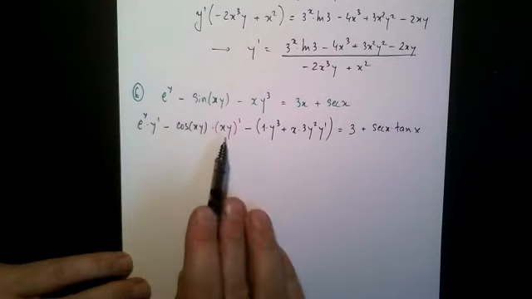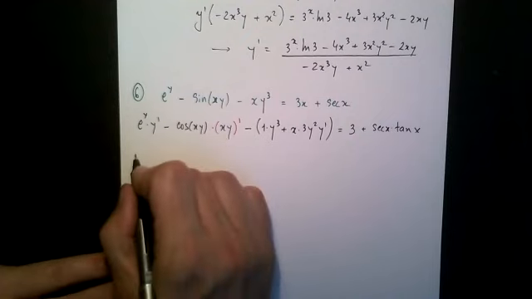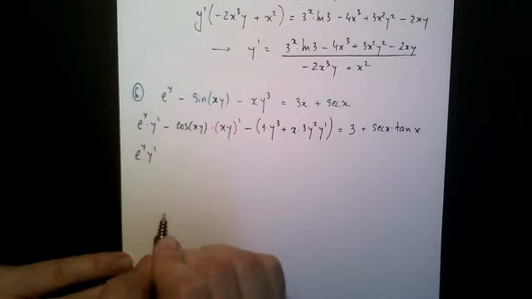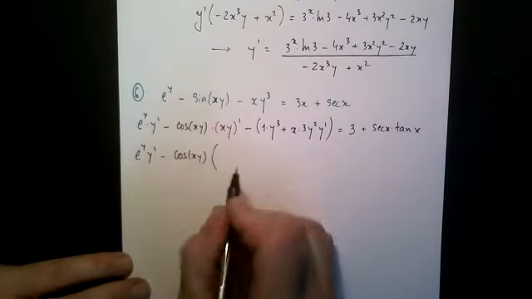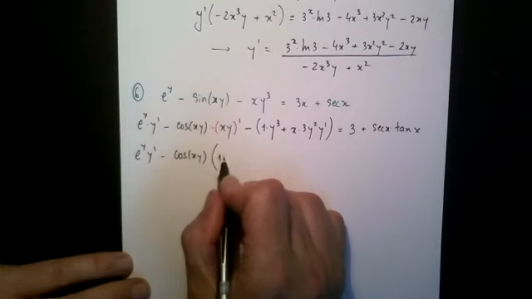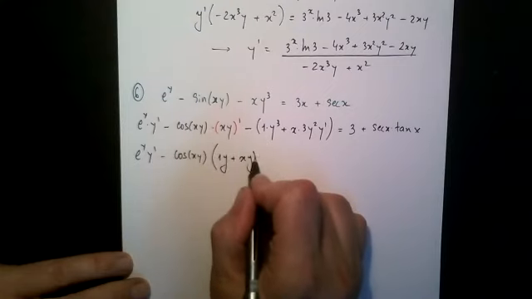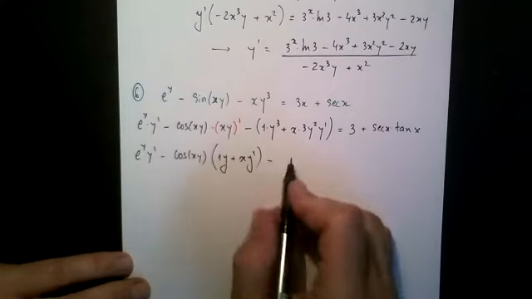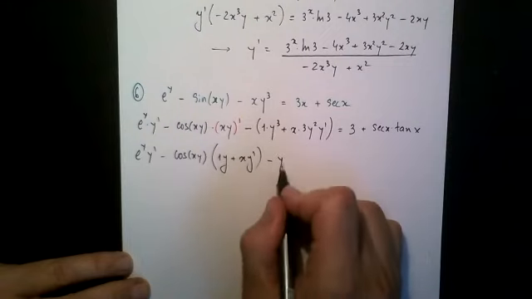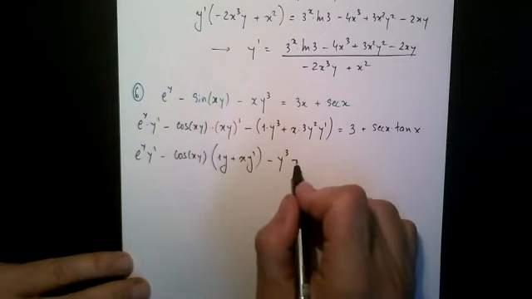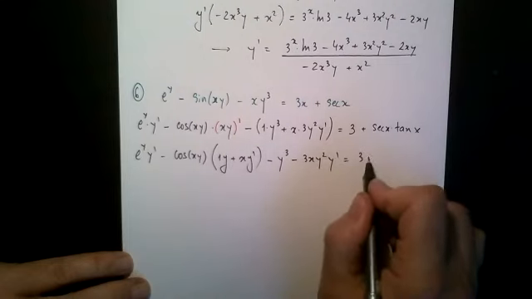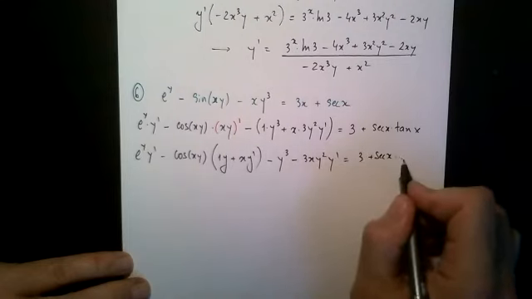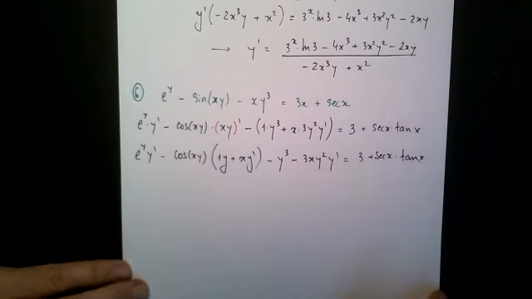Okay, so we're not done deriving. We need to derive this now, which is again the product rule. So let's go. E to the y y prime minus cos xy times, and this is 1 times y plus xy prime, minus, I'm going to get rid of the brackets here, y cubed minus 3xy2y prime equals 3 plus secant x tangent x.